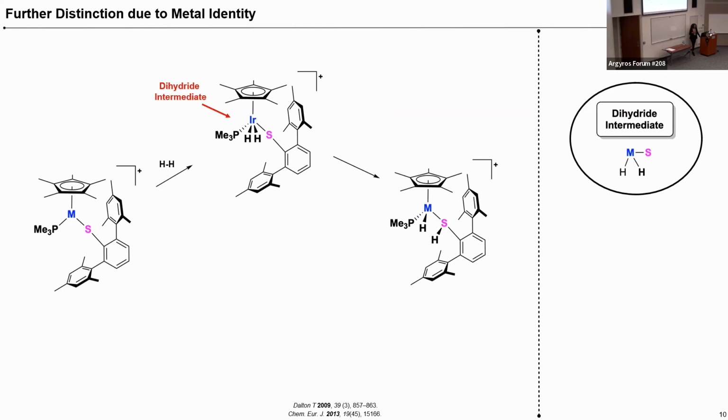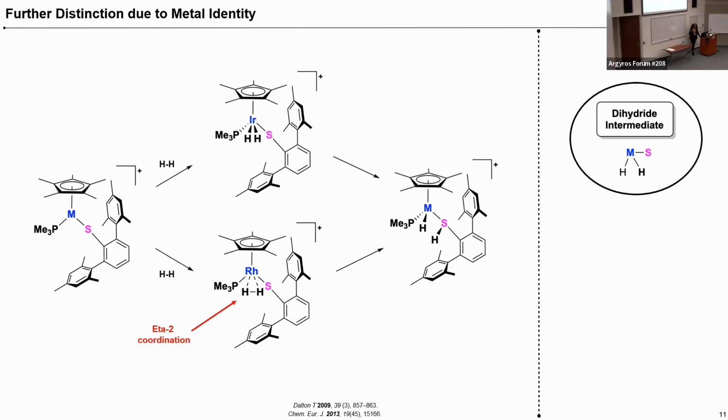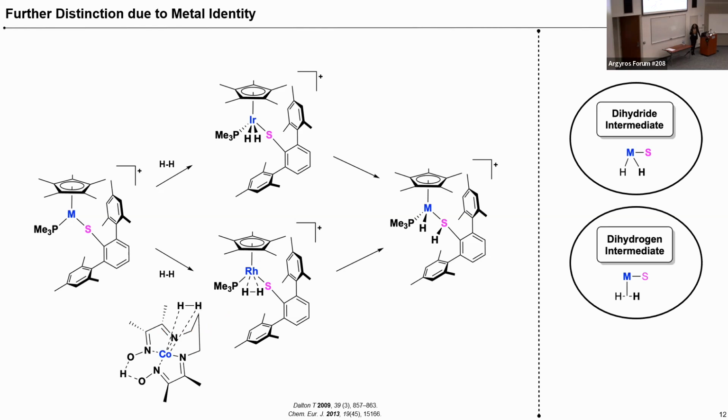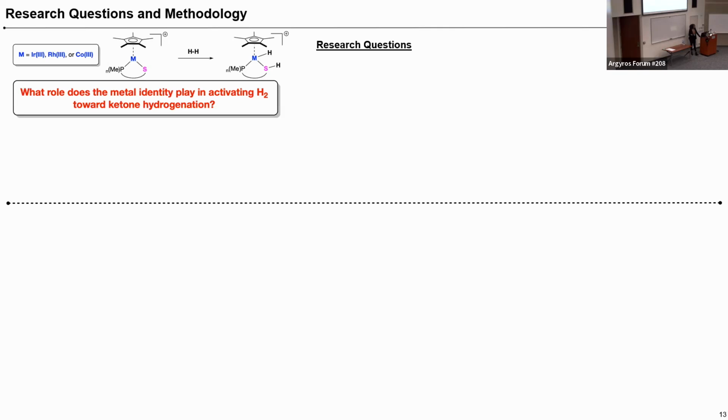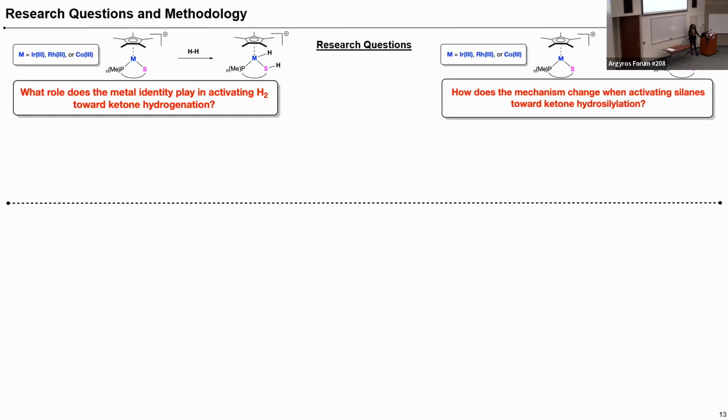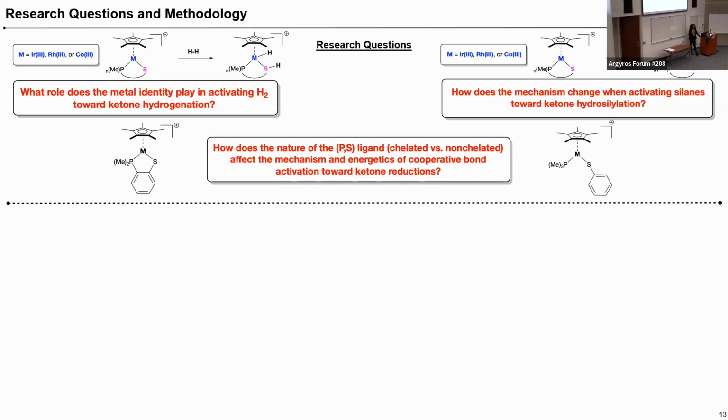But when the rhodium variant was seen, the H-H bond bonded to rhodium through an η2 coordination before, again, that bond was transferred, reflective of a dihydrogen intermediate that was also seen with a cobalt catalyst in another paper. So that brings me to the beginning of my project and the research questions that I have investigated. The first one is: what role does the metal identity play in activating hydrogen towards ketone hydrogenation? Secondly, how does that change when phenylsilane is the reagent? And lastly, how does that change when making the PS ligand chelated or non-chelated?